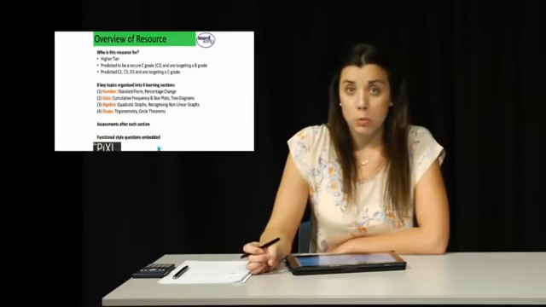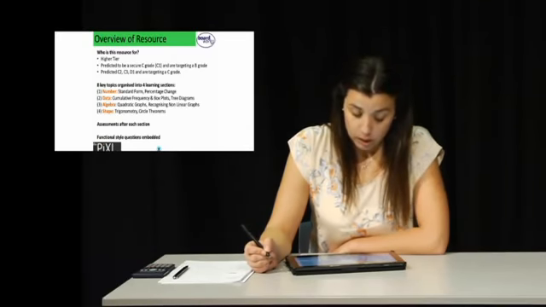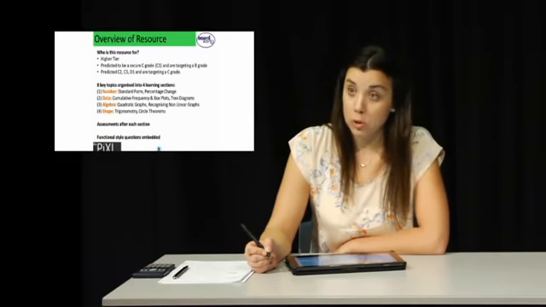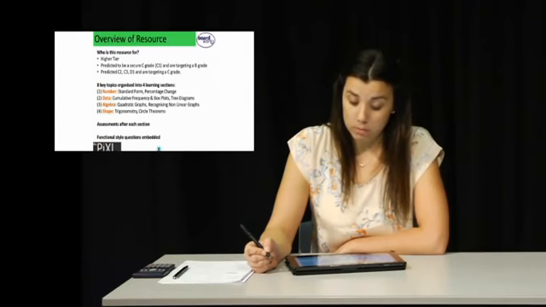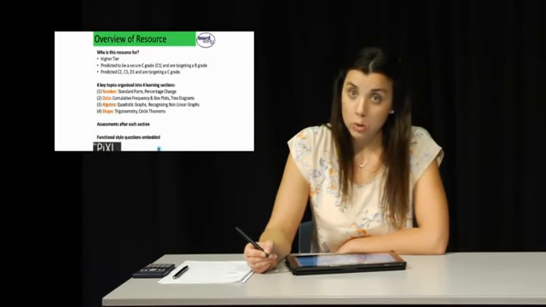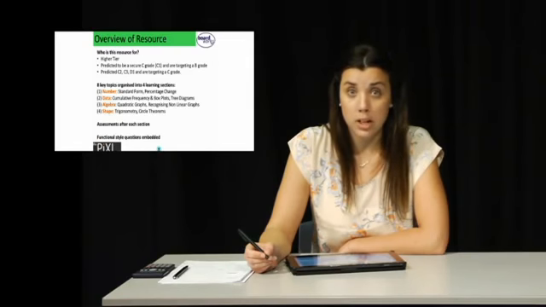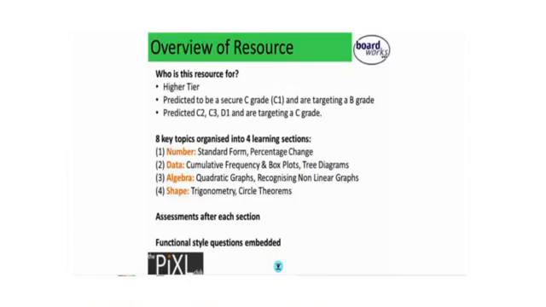This is a resource suitable for students taking the higher tier GCSE mathematics exam. It's for students predicted a secure C grade, known as a C1, and are targeting a B grade. Also for students who are predicted a C2, C3 or D1 and are targeting a C grade but are interested in completing some B grade topics.